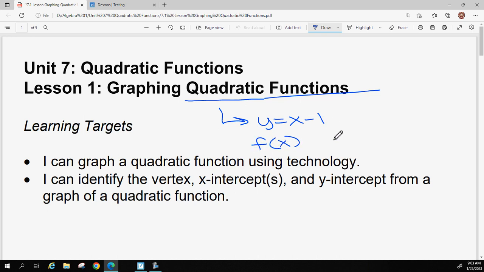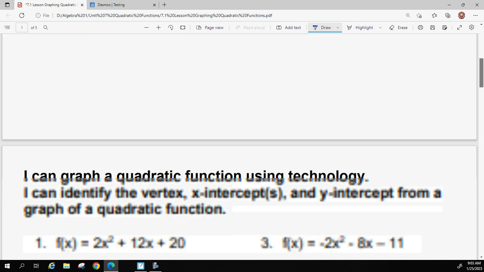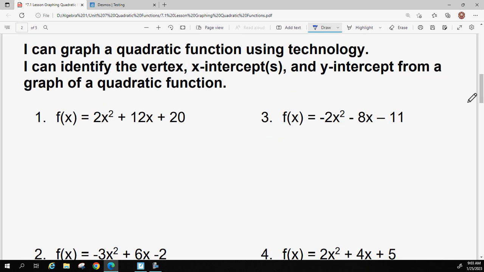This f of x means it's a function. It's kind of a fancy way of writing y. And then our x value is going to have a number 2 exponent, so that makes it quadratic. So let's take a look at some of these. And it's going to be important that you have Desmos out so that you can graph these on Desmos.